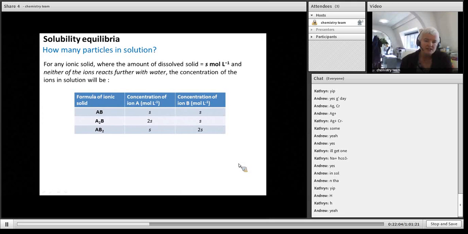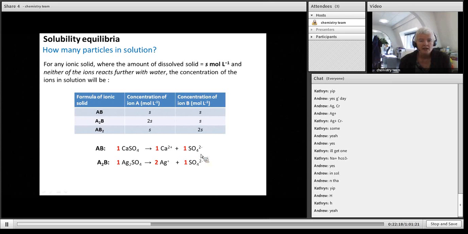So here's another example. I've got calcium sulfate. If I was talking about the solubility of calcium sulfate, I've got 1 calcium being formed and 1 sulfate. If I had silver sulfate, I'm going to have 2 silvers to 1 sulfate, and if I had calcium chloride, I'll have 1 calcium to 2 chlorides.